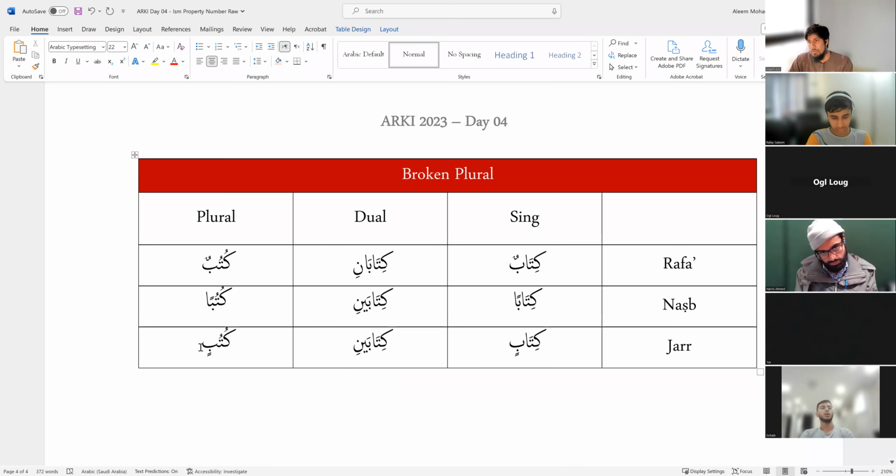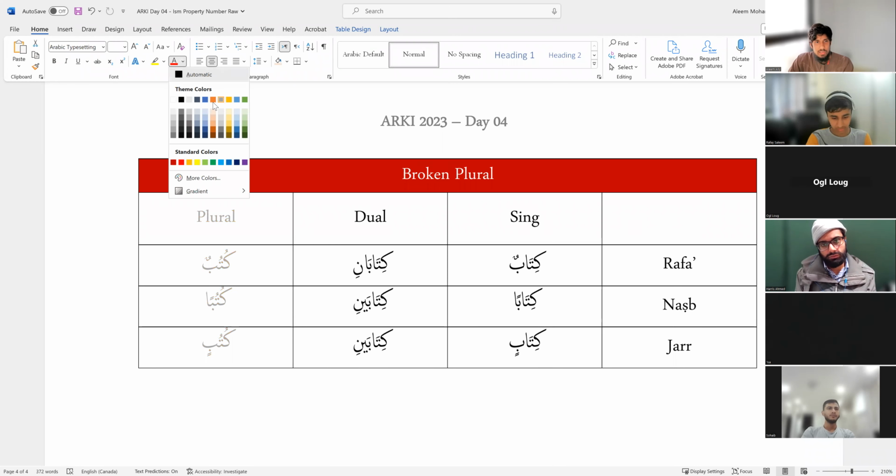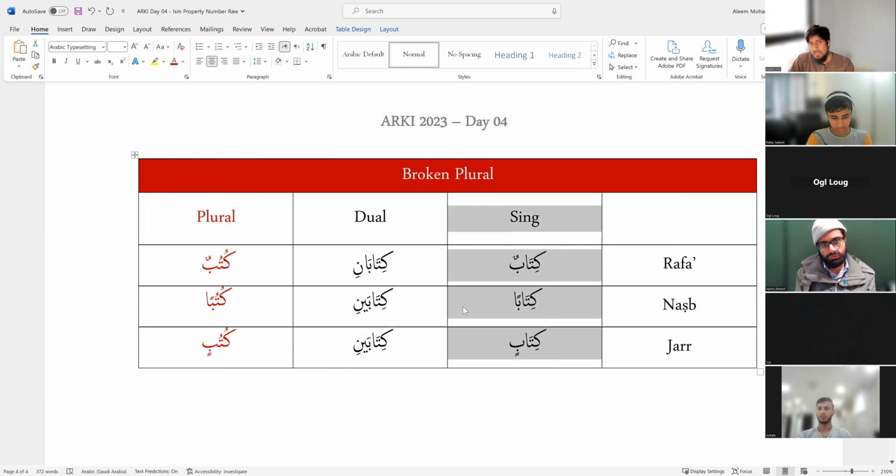So there's really nothing to memorize here. It's just remembering that the broken plural is going to be treated similar to the singular version of it. So if you want to figure out the status, all you got to really look for is the dhamma, fatha, kasra. And that's what's going to tell you on the broken plural, right?